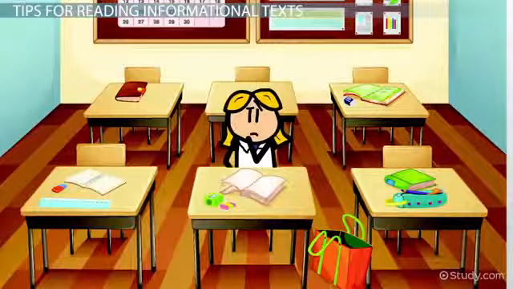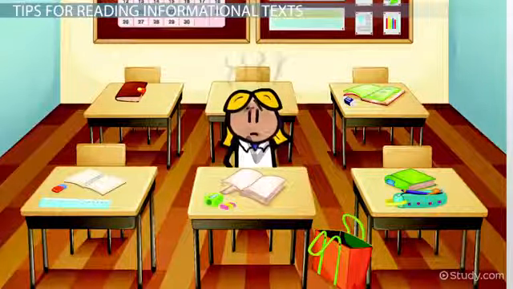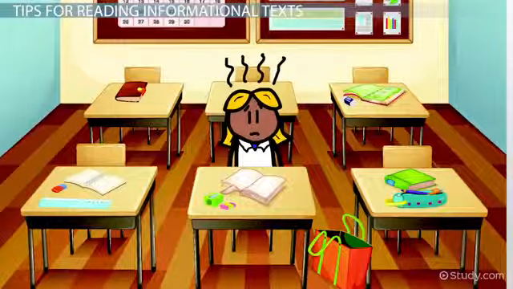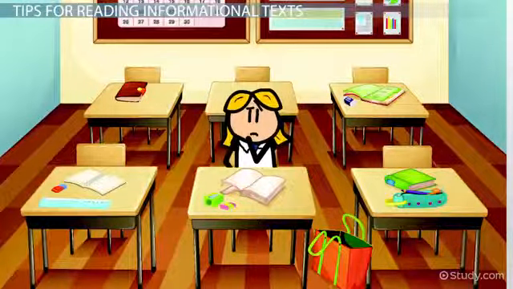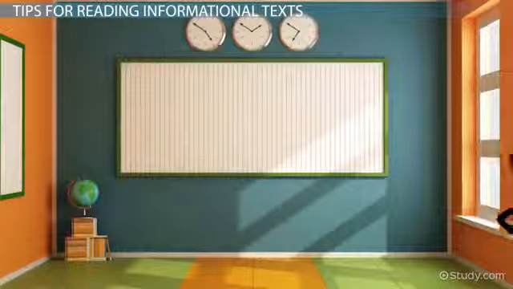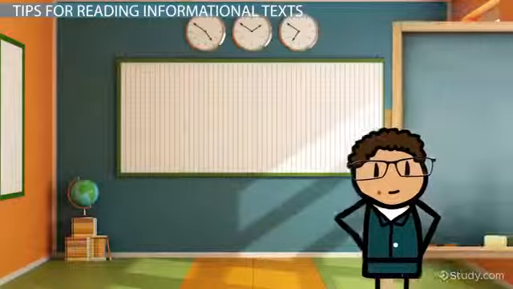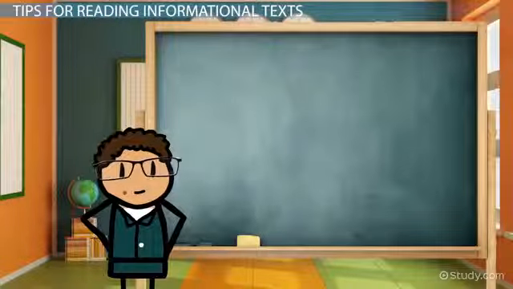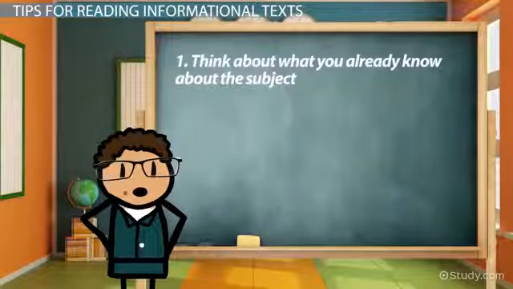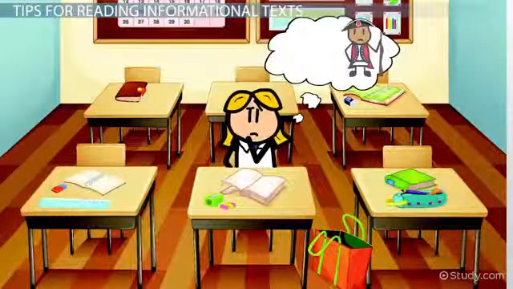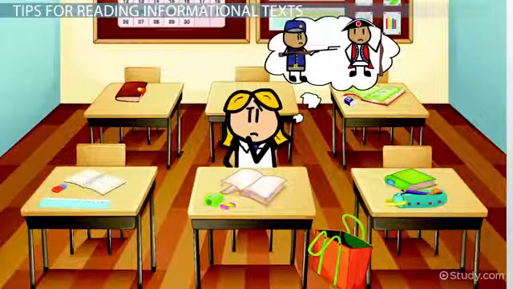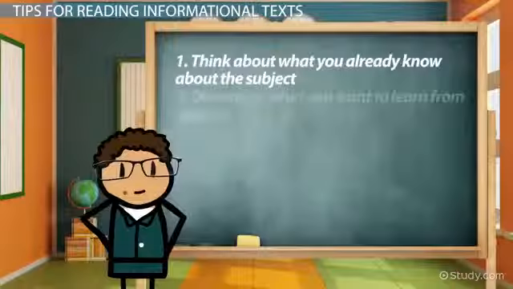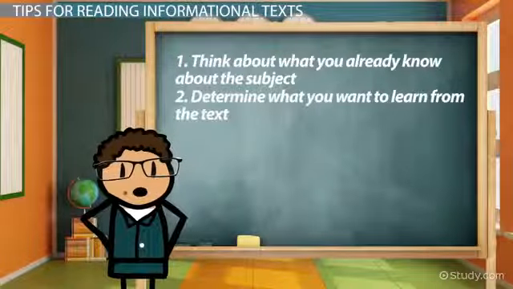Efficiently reading an informational text takes a lot of effort because your goal is to transfer the information in the text to your brain. The following tips will help you meet this objective. First off, before you even start reading an informational text, you should do 3 things. 1. Think about what you already know about the subject. This will help you better connect with the text. 2. Determine what you want to learn from the text.